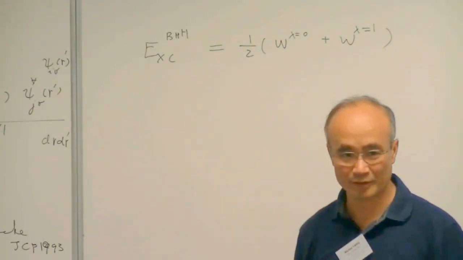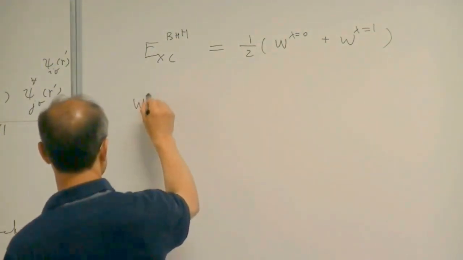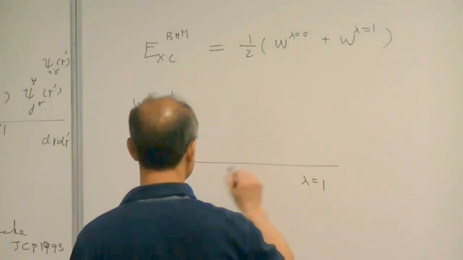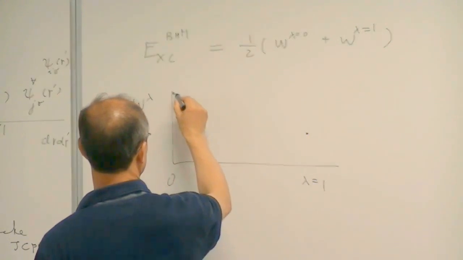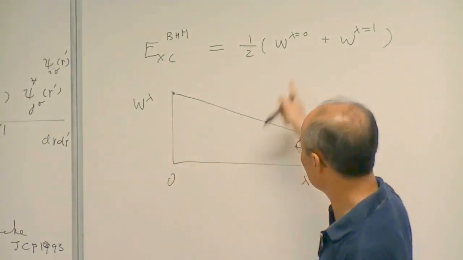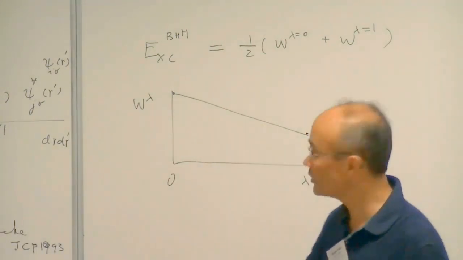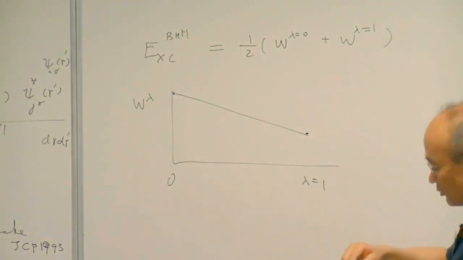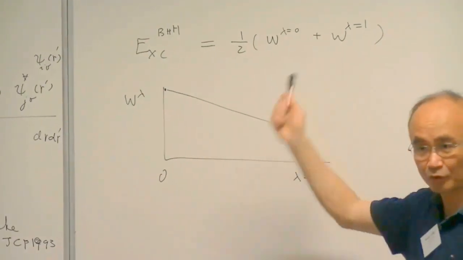So what this is, is that if you know the adiabatic connection at lambda equal to 0 and lambda equal to 1, and you draw a line, the area integration gives you this formula. The simplest rule, the trapezoidal rule for integration, gives you half. So then we have half of the Hartree-Fock functional and half of something that we don't know.